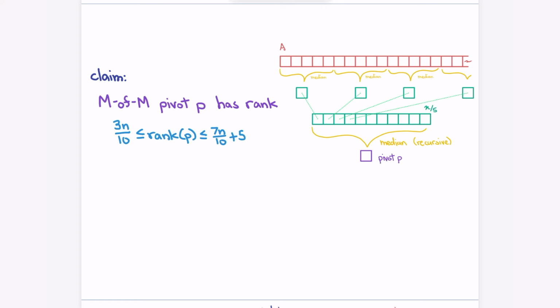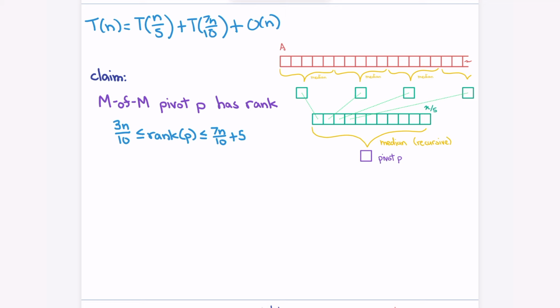So that 1/5 plus 3/10 would be like what? Or 7/10, sorry. So if this is true, then our recurrence is going to look like: there's some big O of n work, but we got the median of 20% of our input, right? And now the remaining input is at most 7/10 the size, if this claim held.